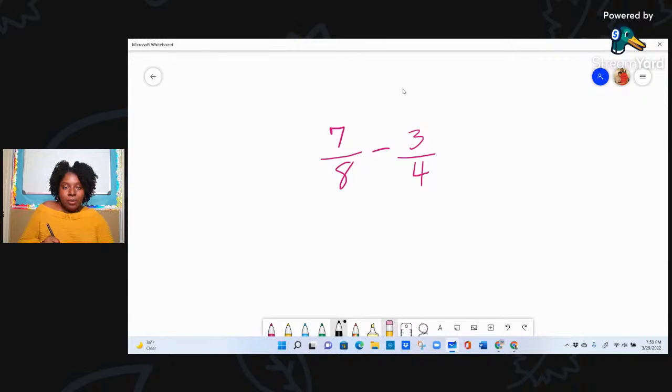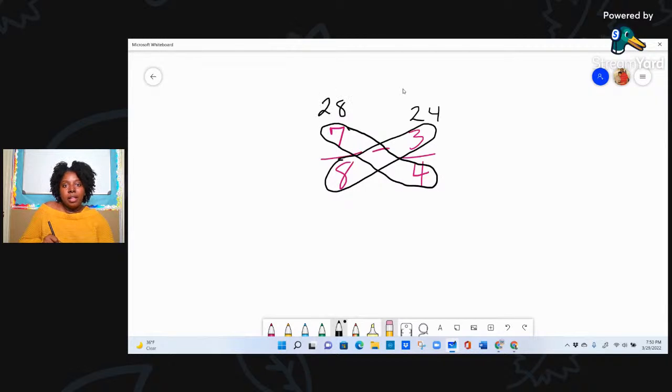All right. So again, we just cross multiply. 8 times 3 is 24. 7 times 4 is 28. There was subtraction in the middle. So we're going to do 28 minus 24, which is 4. And then we're going to multiply 8 times 4, which is 32. And yes, it's right. And then, so if you got to 4/32, great job. That means you understand how to subtract fractions.